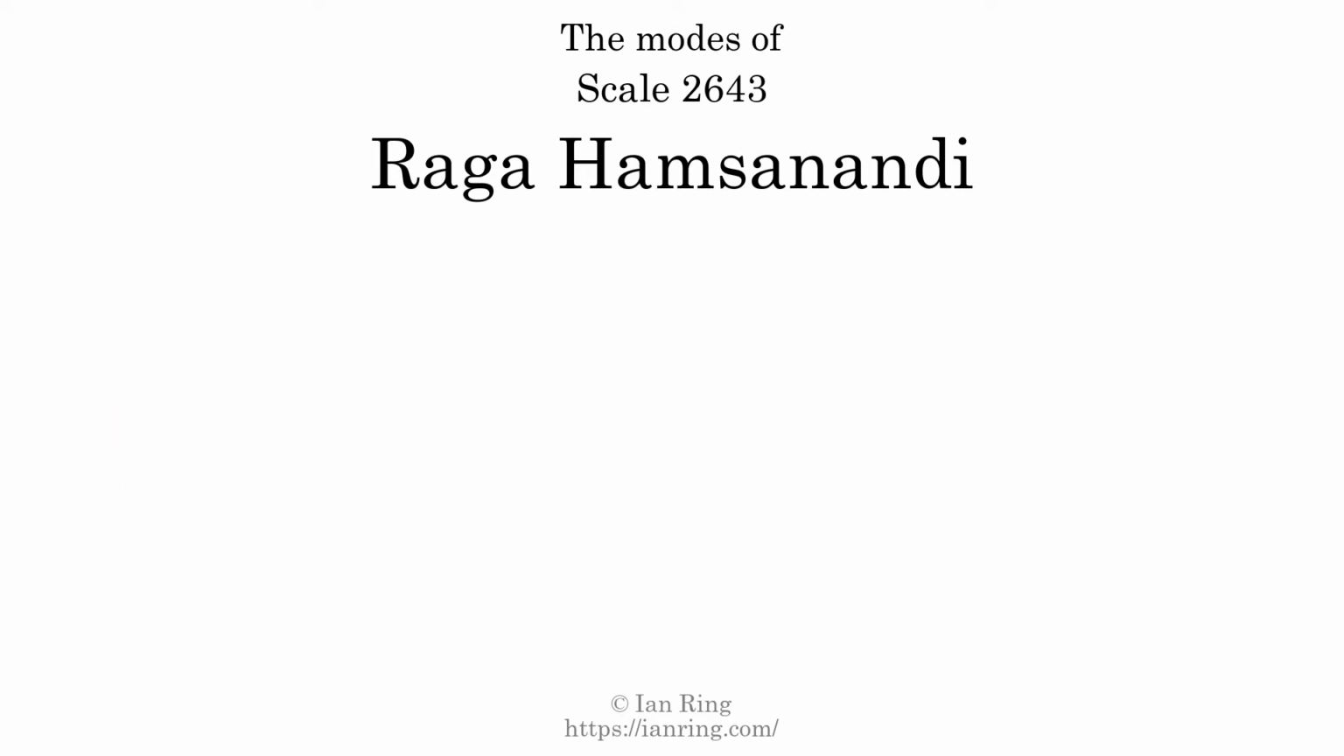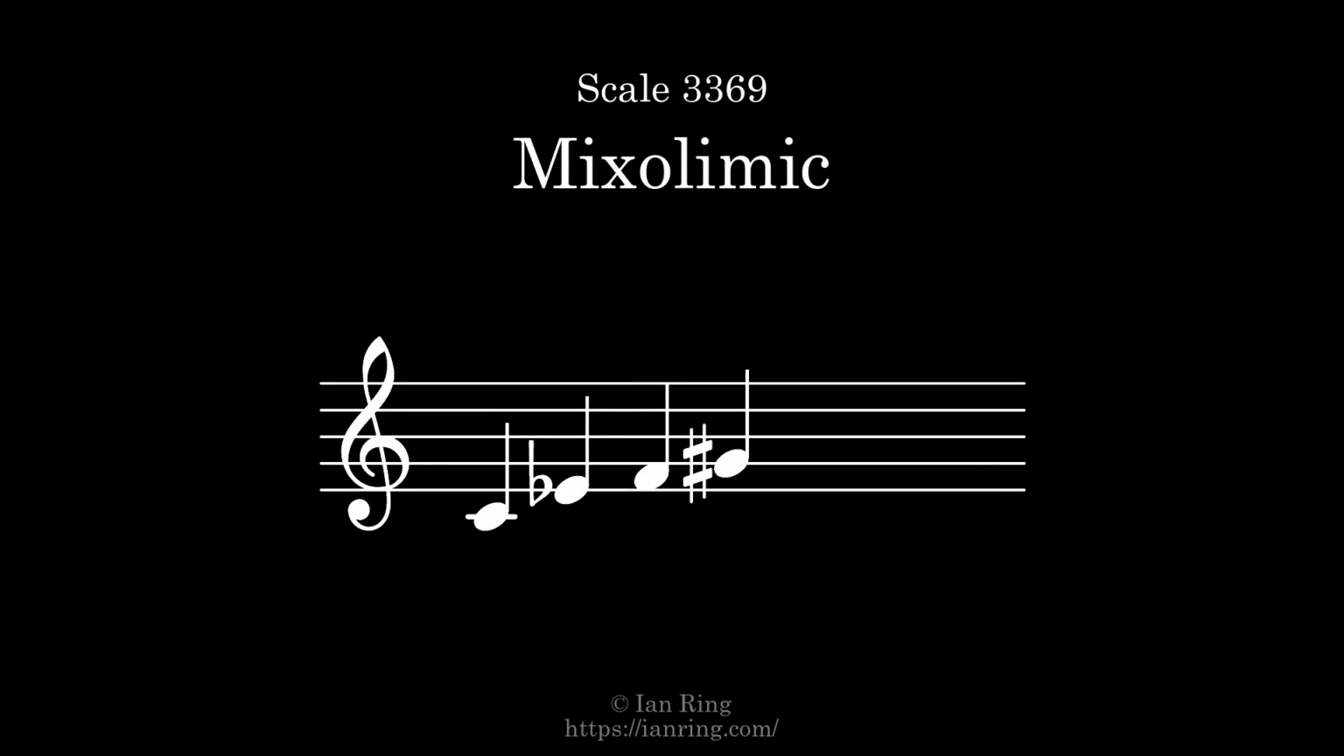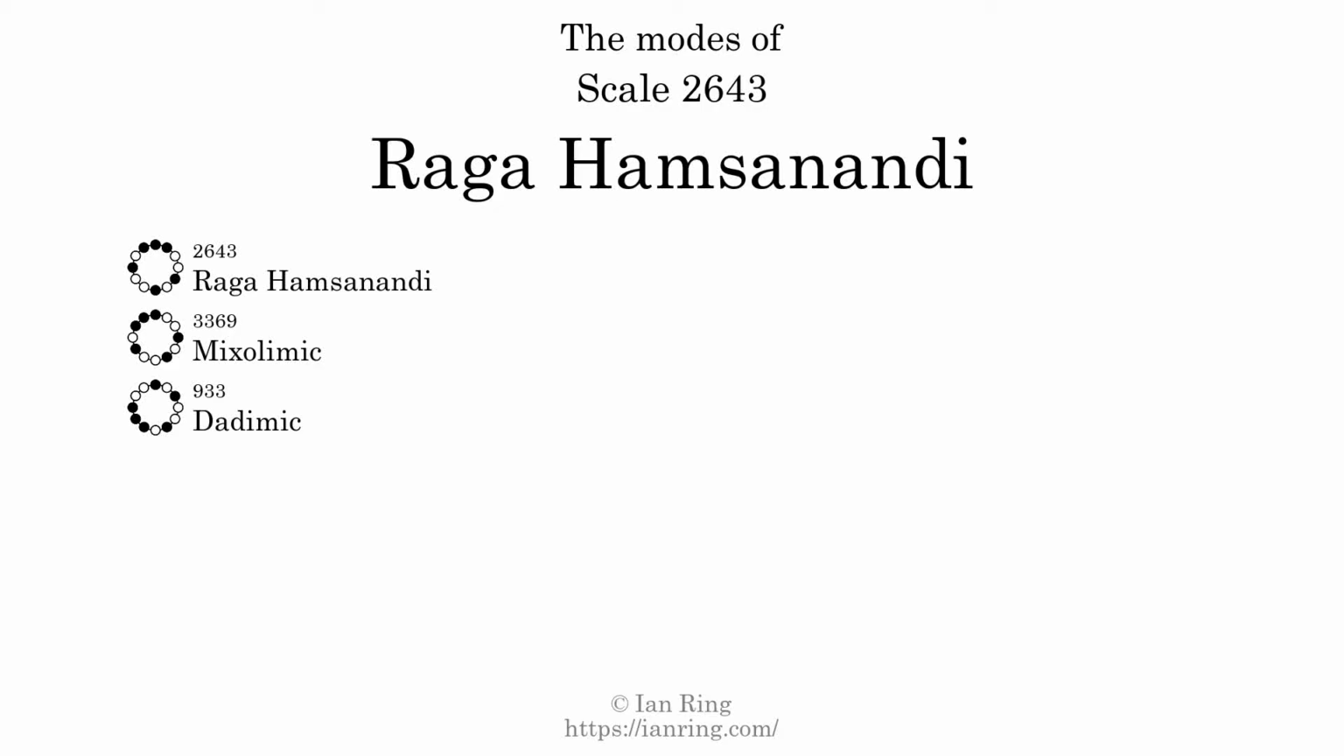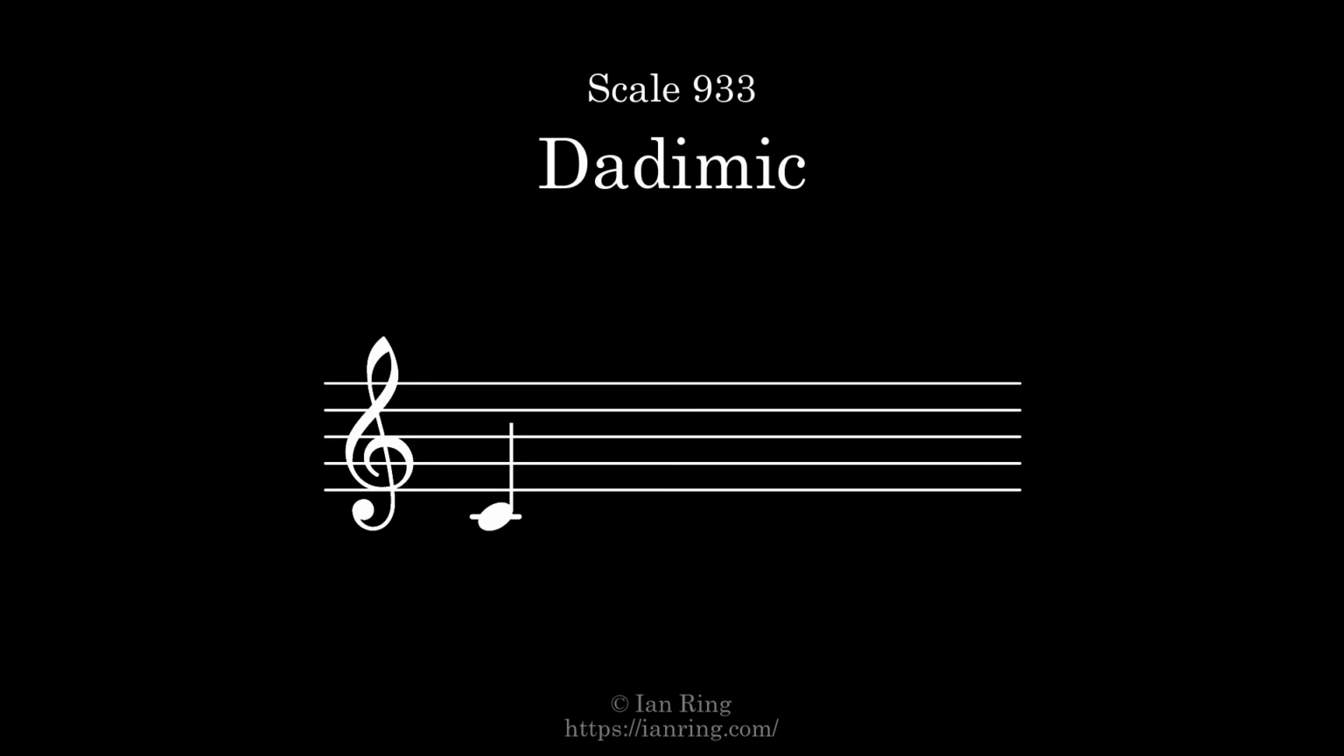This scale has 6 modes. The first mode is itself. The second mode is scale 3369, also known as mixolymic. It sounds like this. The third mode is scale 933, also known as didymic. It sounds like this.